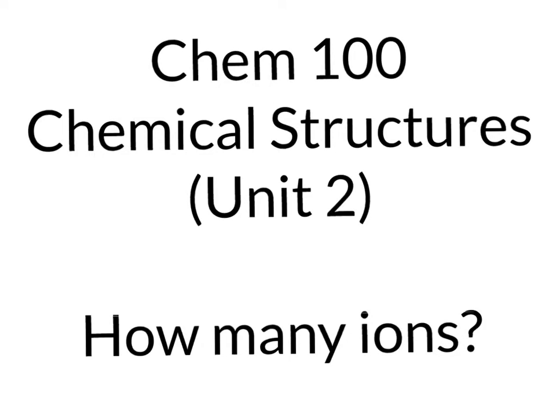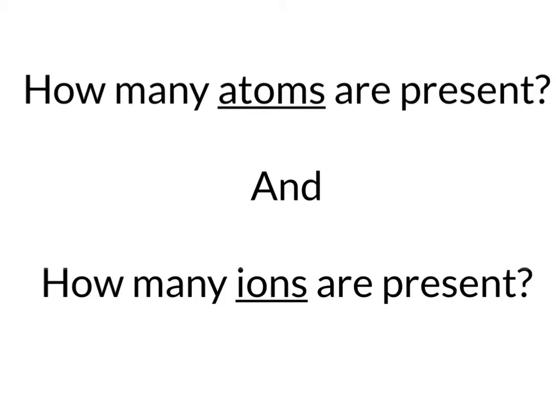This page is not specifically in your notes, so you may want to get out an extra piece of paper to take notes onto. This is to help answer one of the questions on one of your exercises. The question says, how many ions are there? I'm going to also answer how many atoms are present. So we're going to look at a bunch of formulas and names, and then we're going to decide how many atoms are present and how many ions are present.